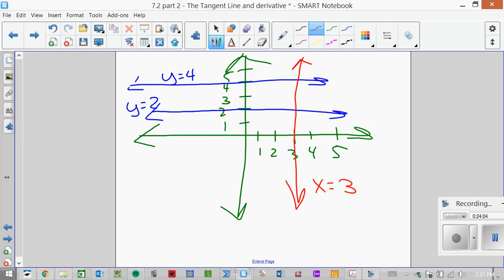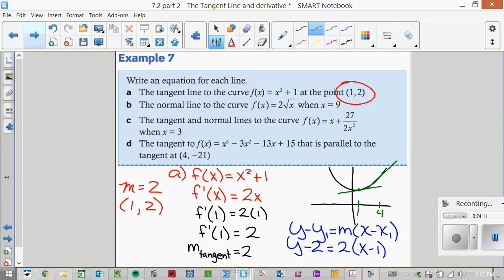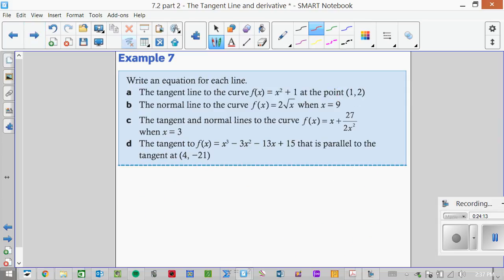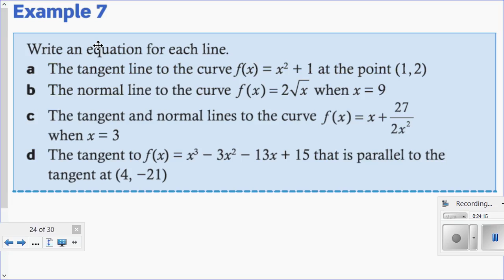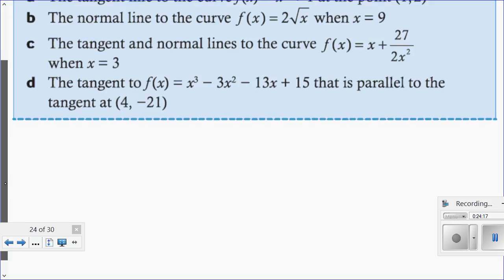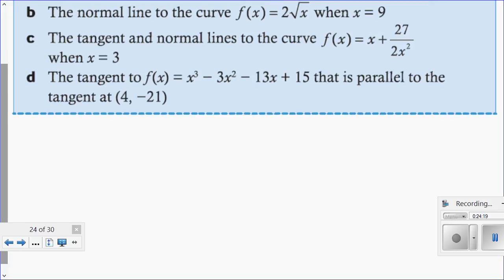All right. Okie doke. Let's do D. D says the tangent line to this function that is parallel.